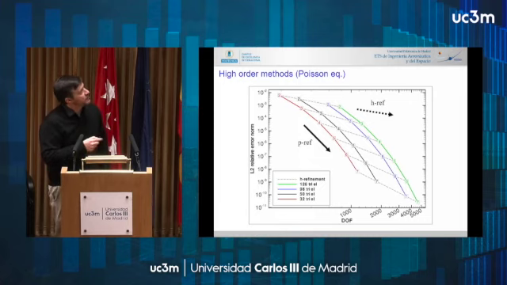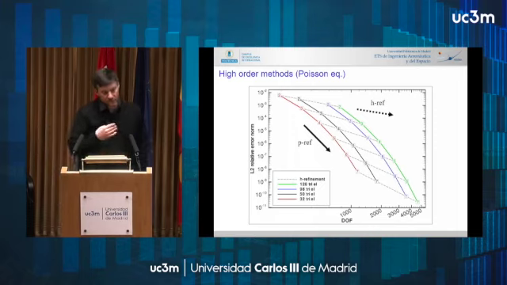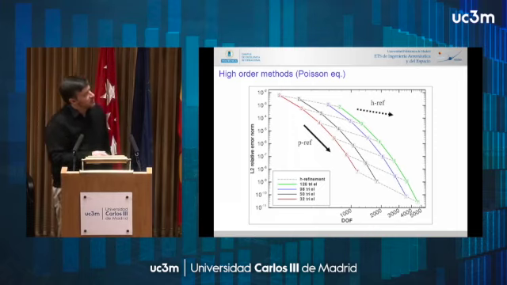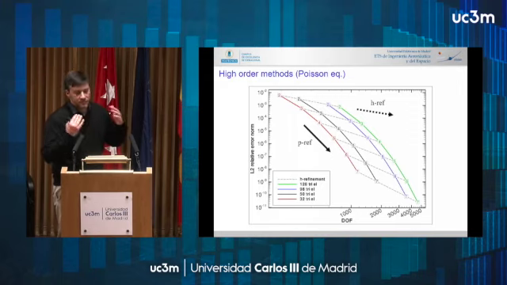And here we have the error norm. We know the exact solution, so we can compute the error between our numerical solution and the exact solution. And here we are plotting the degrees of freedom that we use to solve the system. This is the size of the matrix that we need to invert to get the solution.